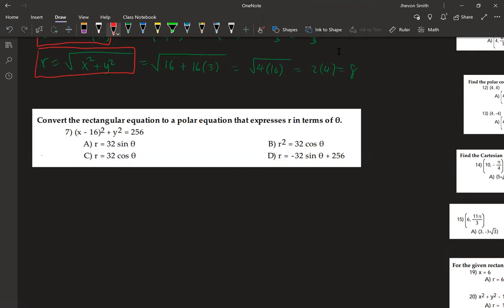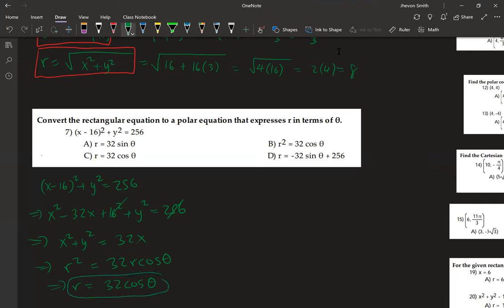So we have the equation, start multiplying out. I think 16 squared is 256, so those you can subtract from both sides, and you get x squared plus y squared equals 32x. Of course, now switching to polar, that's r squared equals 32r cosine theta, and you can divide both sides by r. So C is the answer, which most people thought, with 40% overall.